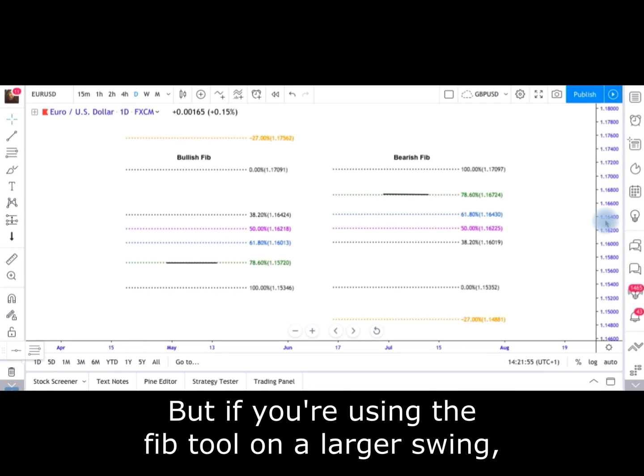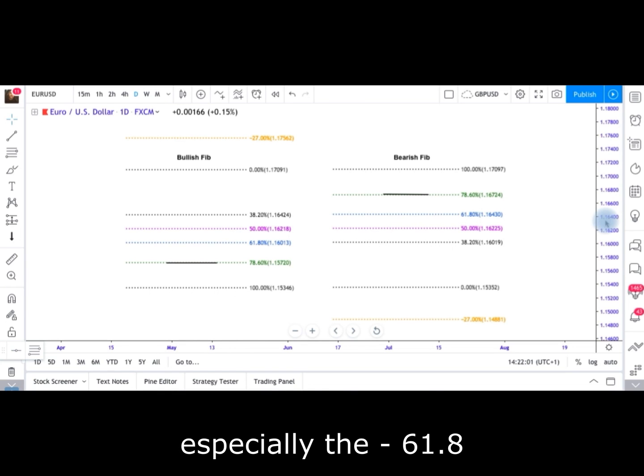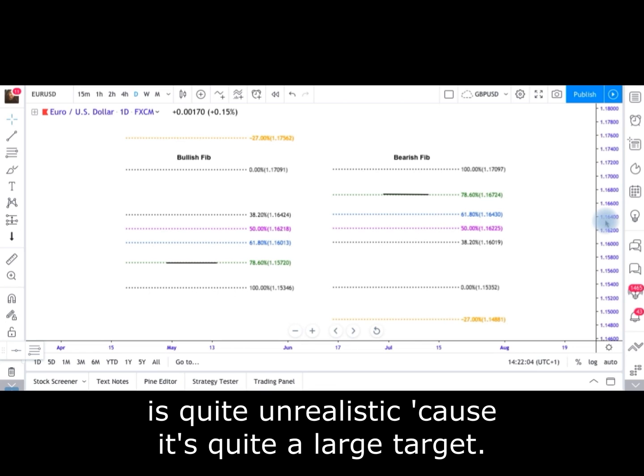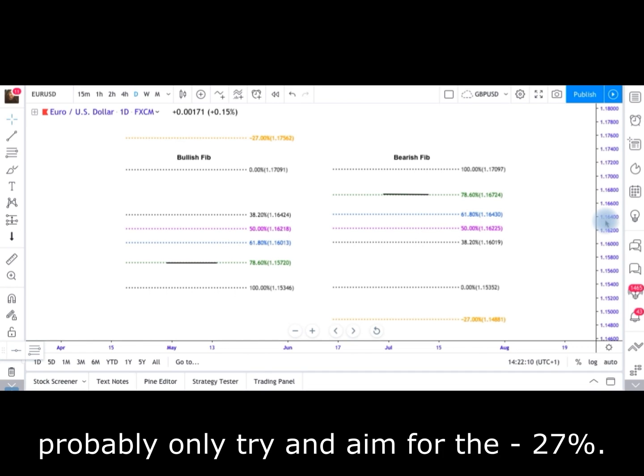But if you're using the fib tool on a larger swing, such as the weekly or the daily time frame, the fib extension targets, especially the minus 618, are quite unrealistic because it's quite a large target. So therefore, in that scenario, I would probably only aim for the minus 27%.